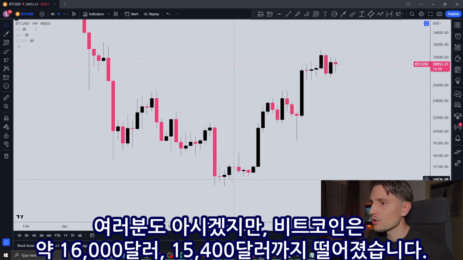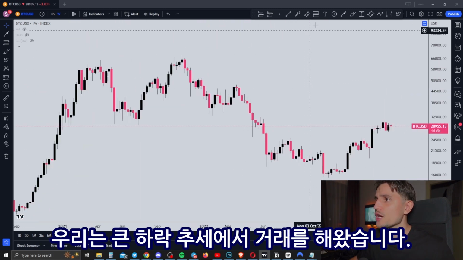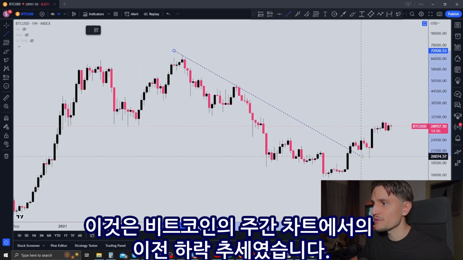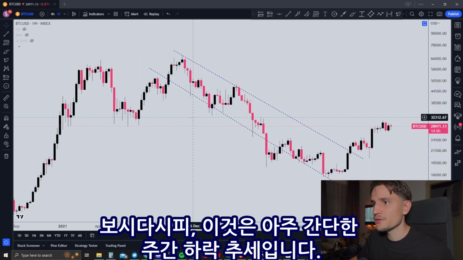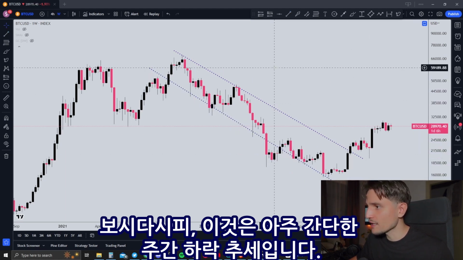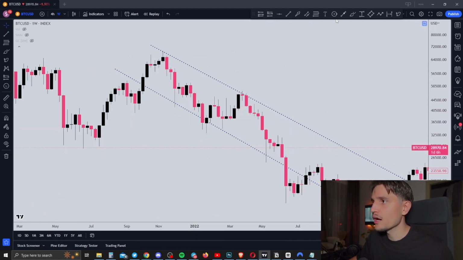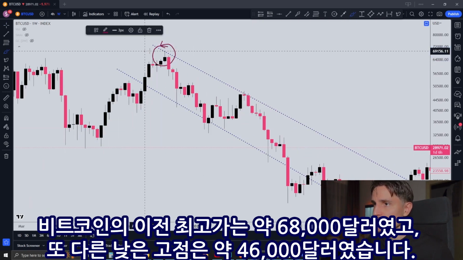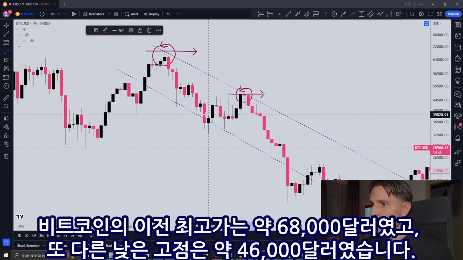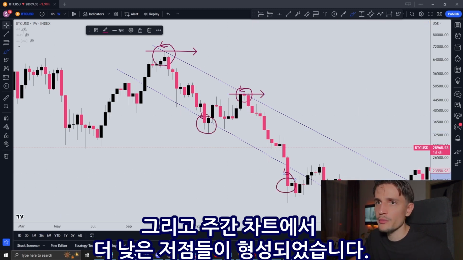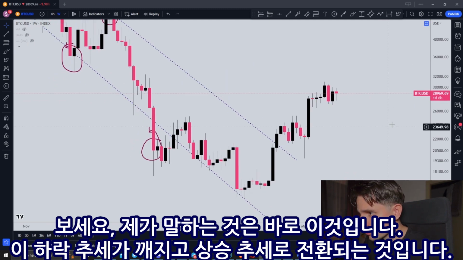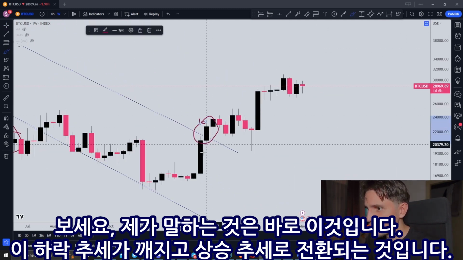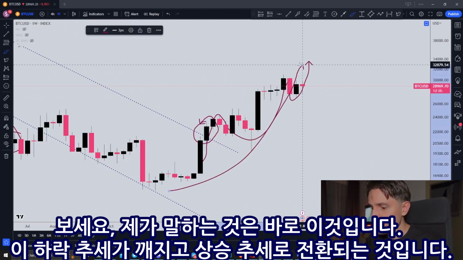As you know, guys, Bitcoin broke all the way down to about $16,000, $15,400. We've been trading in a huge downtrend, guys, right? This was the previous downtrend on Bitcoin on the weekly time frame, right? As you can see, this is a very simple weekly downtrend, like I explained already before, right? How is a downtrend formed? We have this previous all-time high on Bitcoin around $68,000 with another lower high around $46,000, and we have also lower lows forming on the weekly time frame until, look, this is what I'm talking about, until this downtrend breaks, followed by an uptrend, guys.